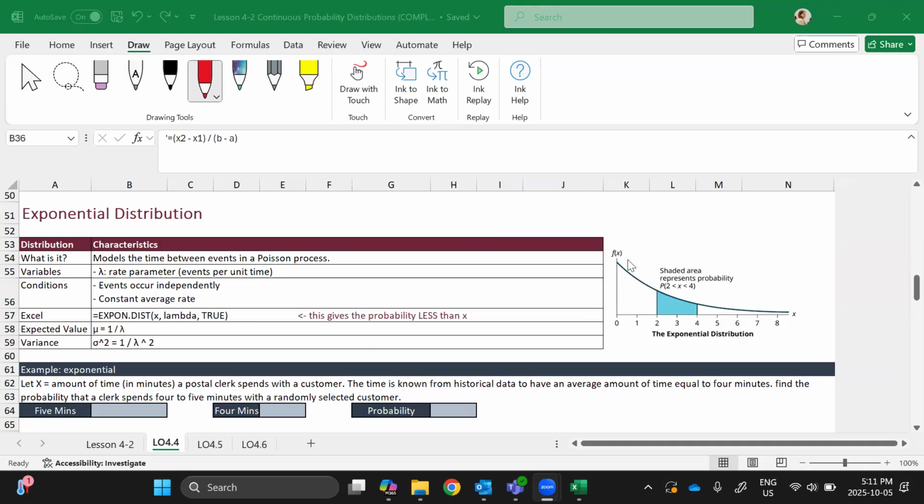The exponential distribution doesn't look like a rectangle. It almost looks more like a curved triangle distribution. This is what it would essentially look like, but you still represent probability as the area under the curve.